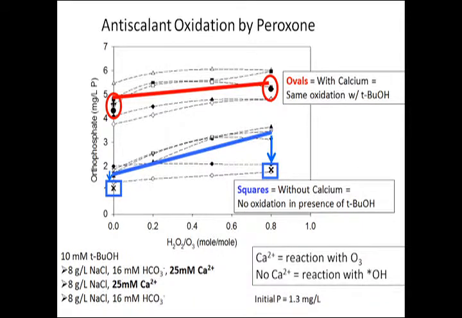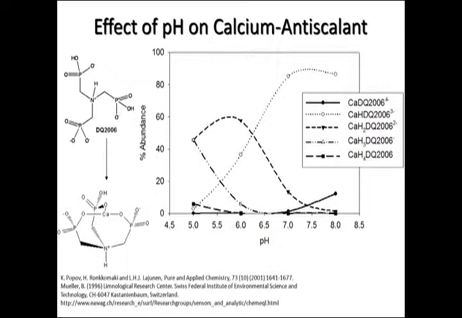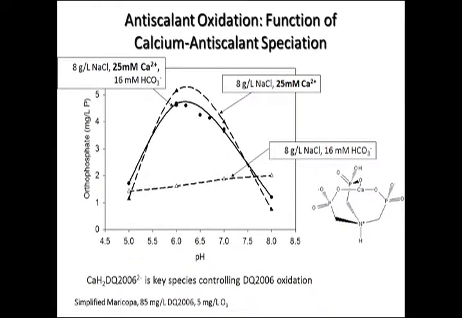So what she discovered, in essence, was that there were complexes formed between the antiscalant, which is this DQ 2006 here, and calcium, that had a speciation that was a function of pH, and that one of those seemed to be the critical player in allowing the ozonation and peroxone to actually destroy the antiscalant. And so this kind of graph indicates that when you didn't have any calcium in the water, down in the low graph here, you didn't get much oxidation at all, but when you did have calcium in the water, you had, as a function of pH here, a substantial amount.